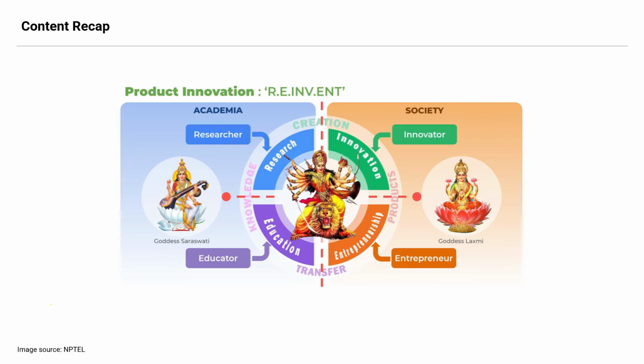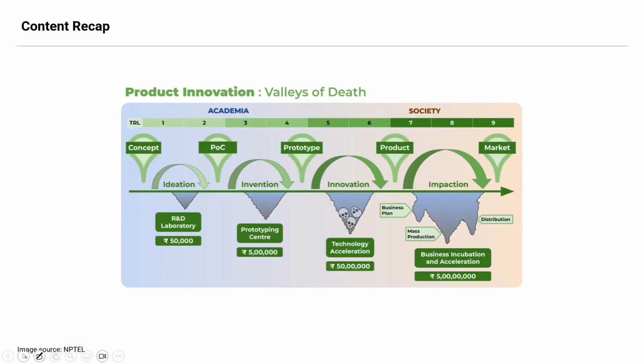And then he gave the example of how we can work together in terms of finance and intellectual abilities so that we can have Durga, which has a consolidated aspect of Goddess Saraswati and Goddess Lakshmi. And these were the valleys of death in the product innovation cycle, as explained by Professor B. Ravi.